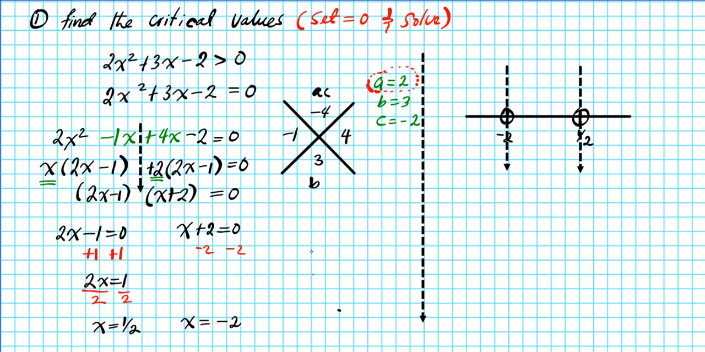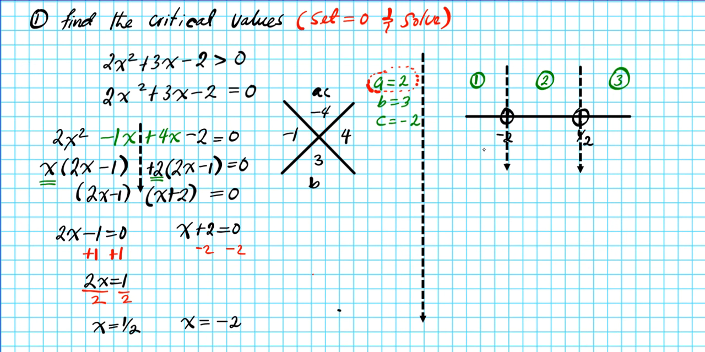Okay, now how many regions do we have here? We have region 1, which is to any number that's smaller than -2. We have region 2 between -2 and 1/2, and then region 3. Now what we're going to do is we're going to pick test values that we can plug into the inequality and see which one generates a true statement. Okay, so let's see what we have.